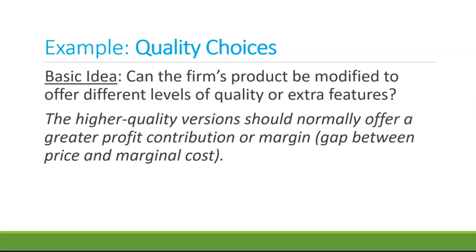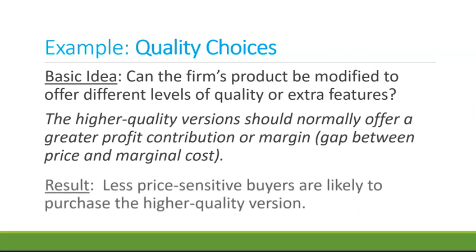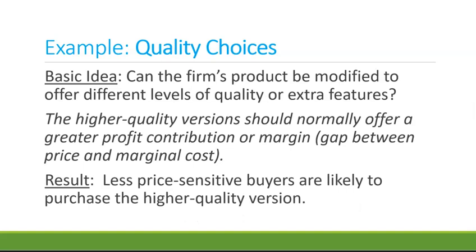So what we're trying to do is to separate the customers into those who have either different tastes or those who are more or less price sensitive. Those who are less price sensitive might be inclined to buy the higher quality version. The higher price isn't going to put them off. That greater gap between price and marginal cost doesn't lead them to think that this is a bad bargain. And of course, they don't know the firm's marginal costs anyway.